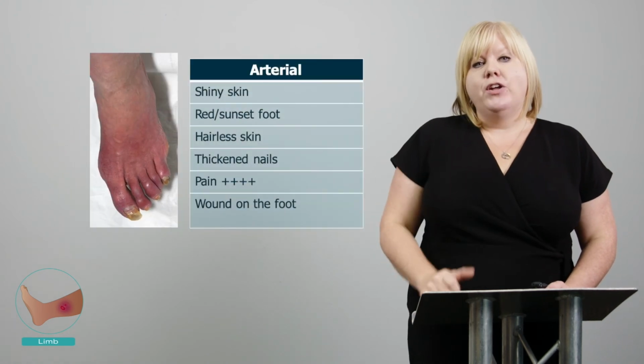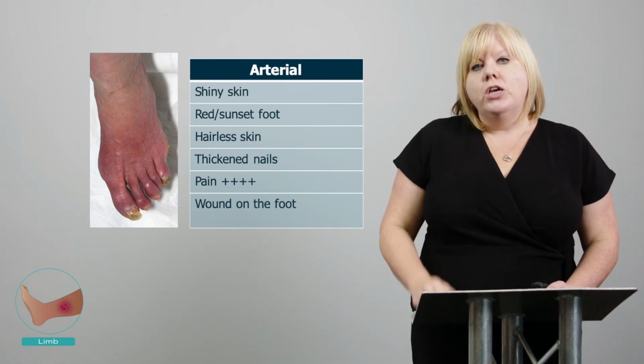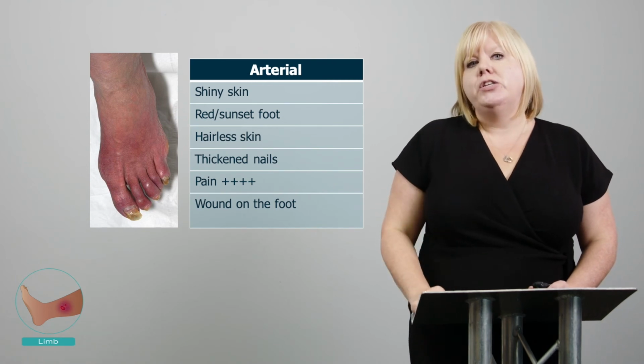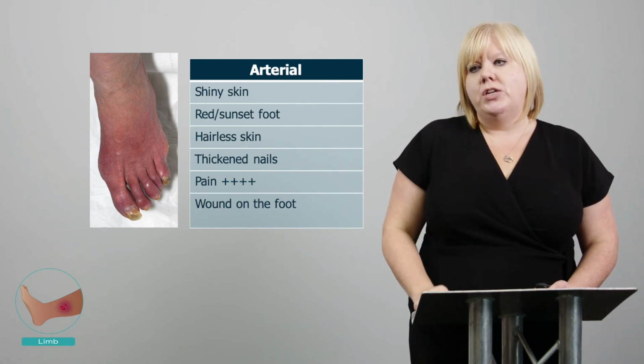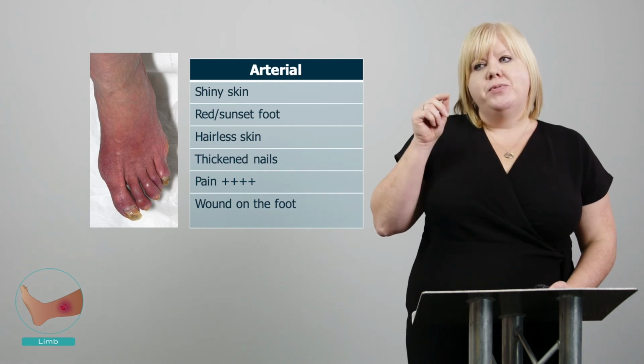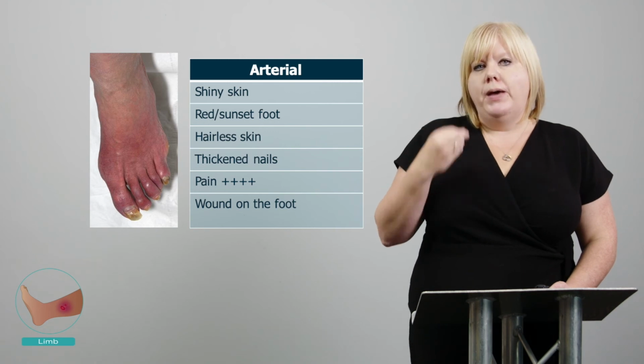The leg itself can often be hairless and you often get absent hairs on your toes. You get an increased thickening of the nail bed because of the change of the nutrients and the oxygenation to the tissue. But one of the major things with the arterial patient is that these wounds will be significantly painful.